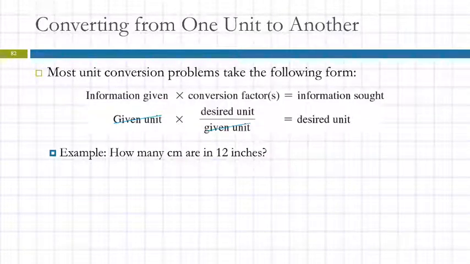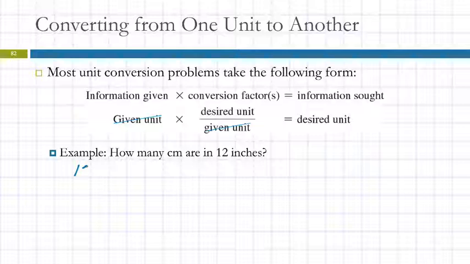Most conversion problems are going to take this form. You're going to start with something that's been given to you, apply one or more conversion factors, and then get what they're asking you for. Another way to state that is we take the given unit, and we multiply by a conversion factor where the desired unit is on top and the given unit is on bottom, and that will give us our desired unit. We're going to do a very simple example here. How many centimeters are in 12 inches?